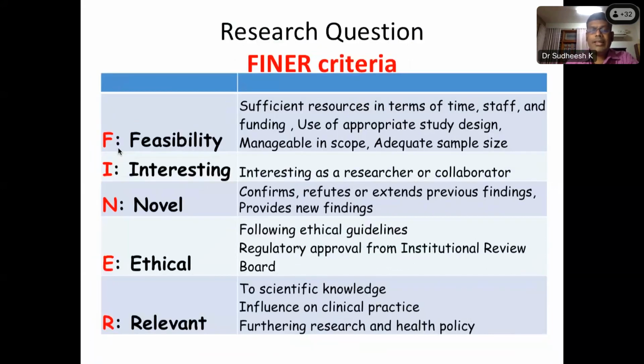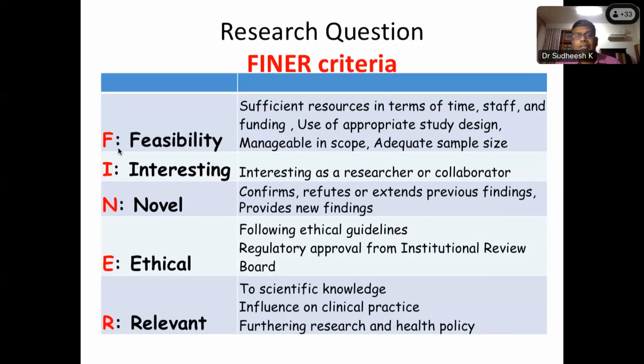And then the second thing is, it has to satisfy the FINER criteria. Now, what do you mean by the FINER criteria? F stands for feasibility. That means you are planning to do a study on geriatrics and spinal anesthesia. Your institute should have enough geriatric patients, and you should have enough patients upon whom you can conduct the study.